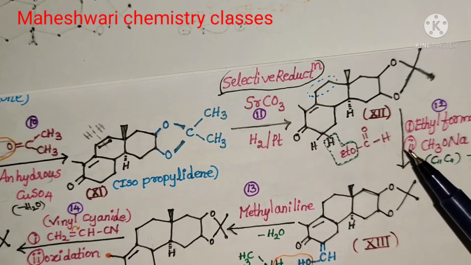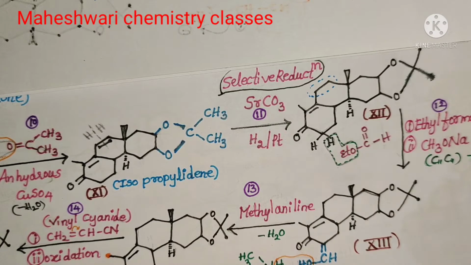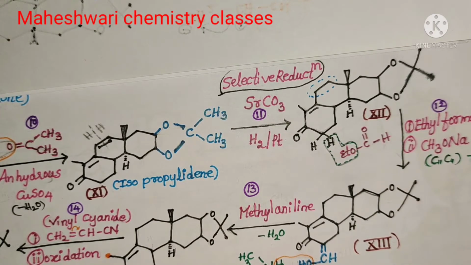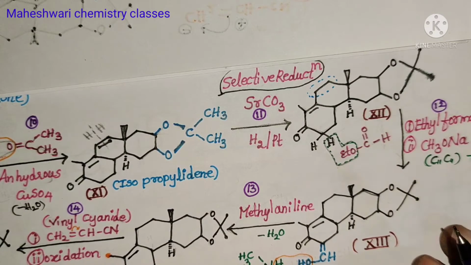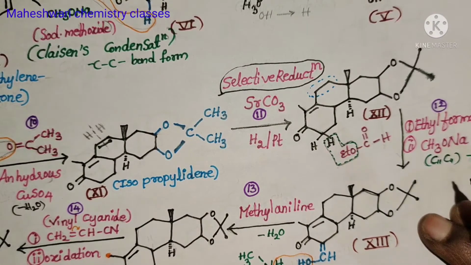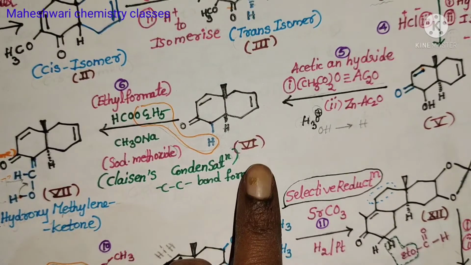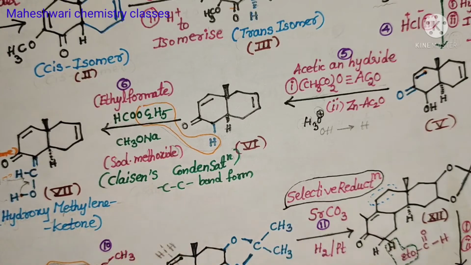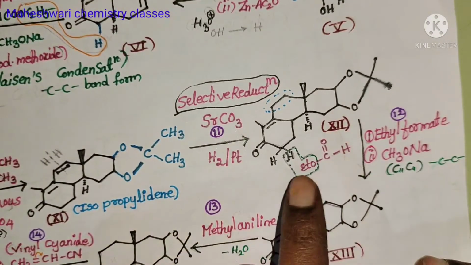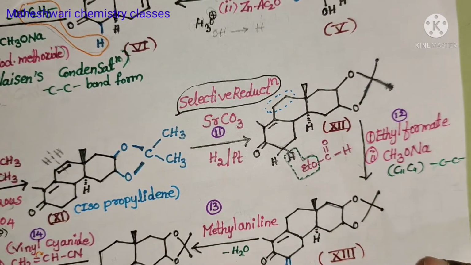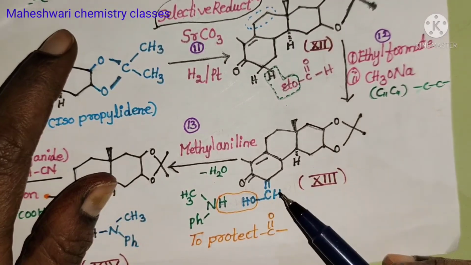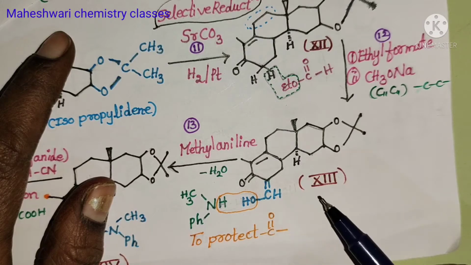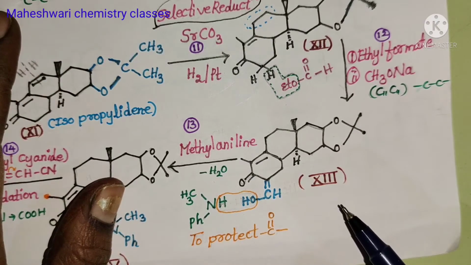Next it reacts with ethyl formate and sodium methoxide. It is nothing but a Claisen condensation reaction. Here also carbon-carbon bond formation occurs. See here, same as this 6th compound, like Claisen condensation. In the 12th compound also Claisen condensation occurs. And what happens here, the double bond CHOH is attached. So this is our 13th compound.